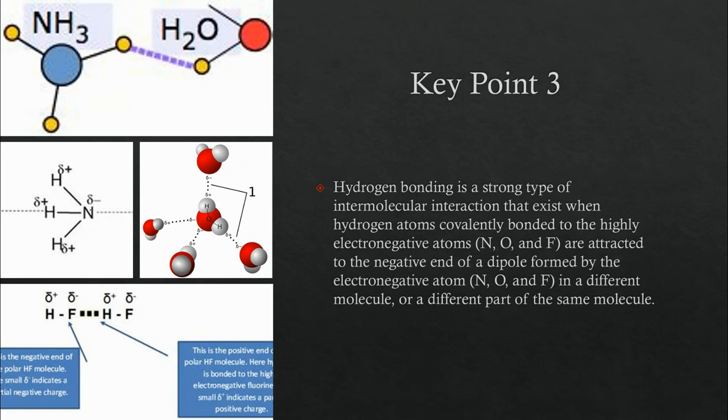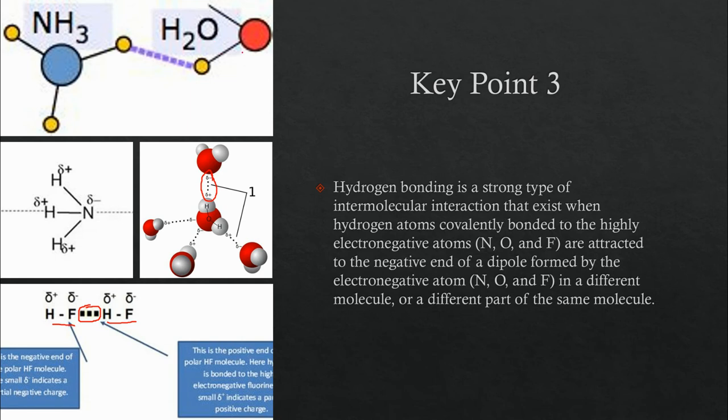So you can have hydrogen bonding between two adjacent molecules. So here we have a hydrogen that's bonded to an oxygen and an oxygen that's bonded to a hydrogen. So then this intermolecular attraction between the oxygen and the hydrogen of two adjacent molecules is a hydrogen bond. Here we have a hydrogen bonded to a fluorine and a hydrogen bonded to a fluorine. So the intermolecular attraction between the hydrogen and fluorine is a hydrogen bond. And you can have it between two different molecules.